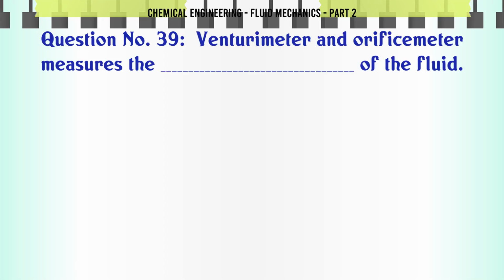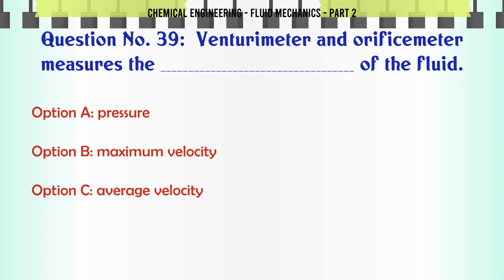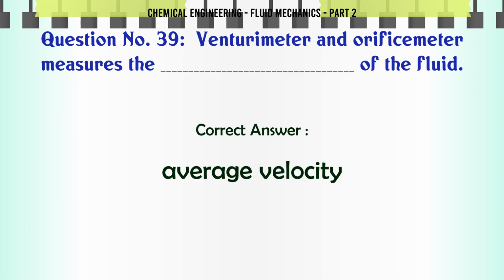Venturimeter and orificemeter measure the of the fluid. A. Pressure. B. Maximum velocity. C. Average velocity. D. Point velocity. The correct answer is average velocity.